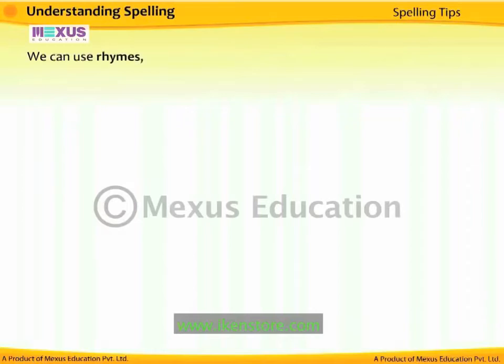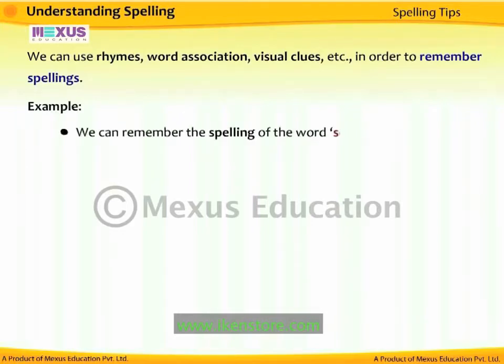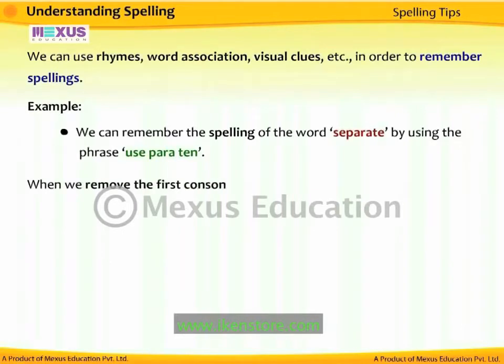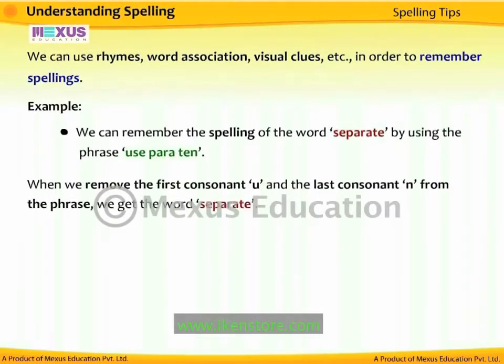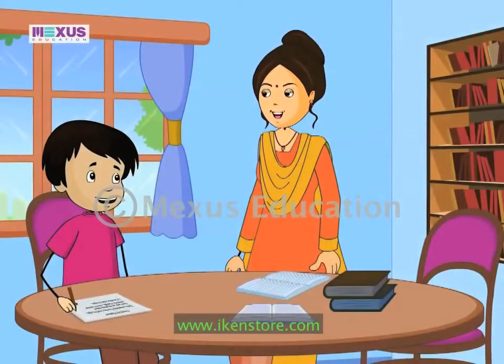We can use rhymes, word association, visual clues, etc. in order to remember spellings. For example, we can remember the spelling of the word separate by using the phrase, use para 10. When we remove the first consonant, U, and the last consonant, N, from the phrase, we get the word separate. Mother has helped Kevin understand spelling.